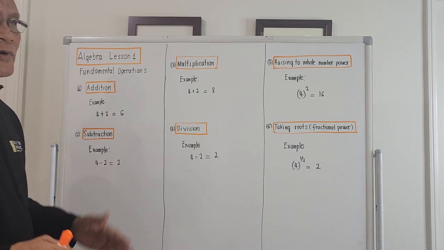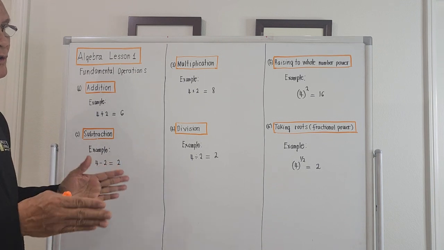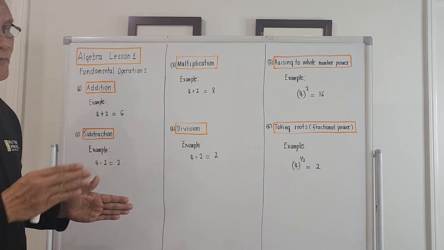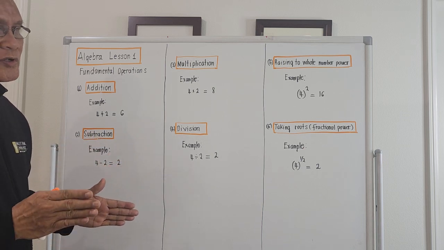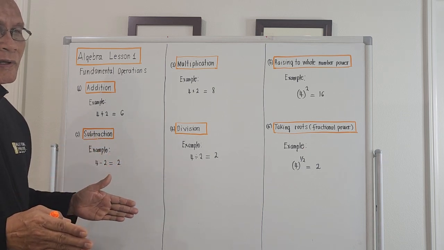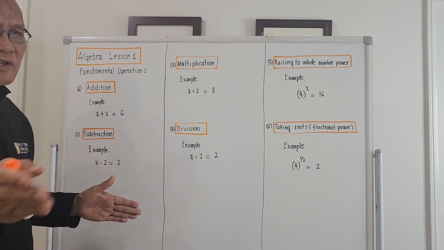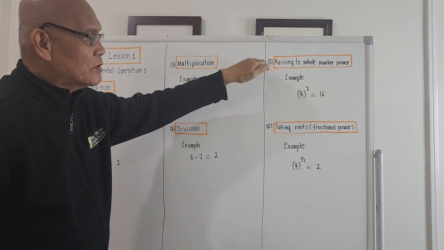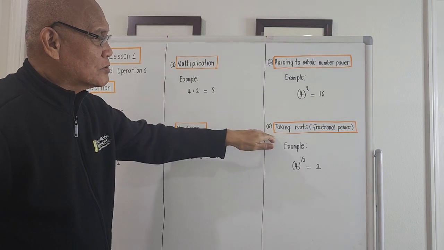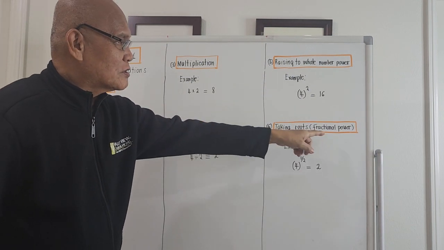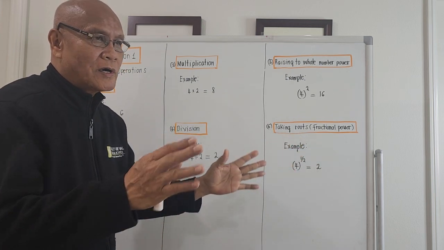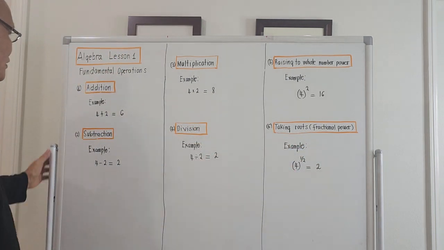The fundamental operations in algebra, normally it is 4, but I added number 5 and number 6 because they are also important, like the ones they are discussing on short videos. This is raising to a whole number or taking the root, if the power is a fractional power. Let us start with the fundamental operations.